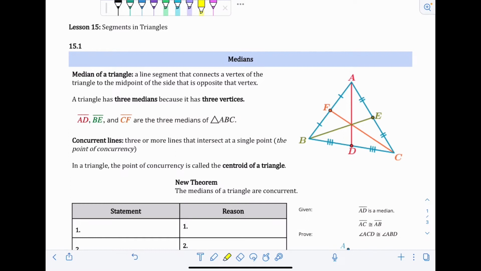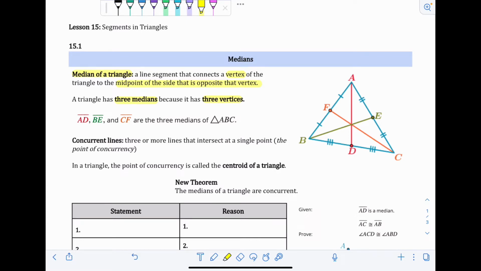So a median of a triangle is a line segment that connects a vertex of the triangle to the midpoint of the side that is opposite that vertex. The vertices are like the corners of the triangle. So there's three vertices, so a triangle has three medians because of its three vertices. Each vertex gets a median.